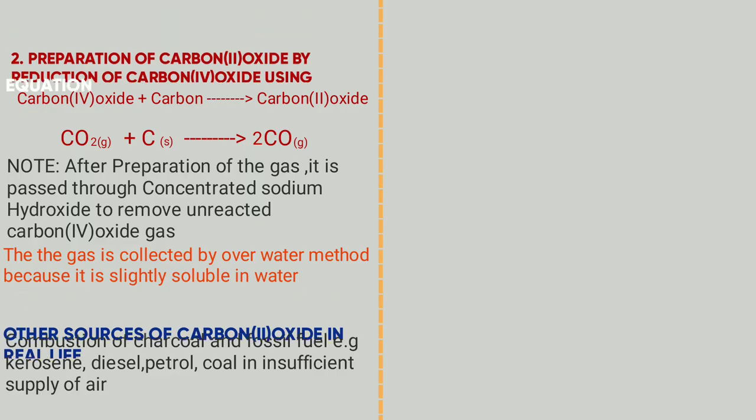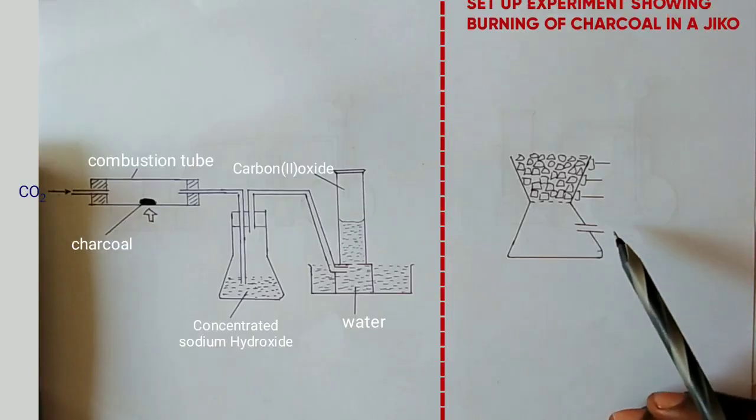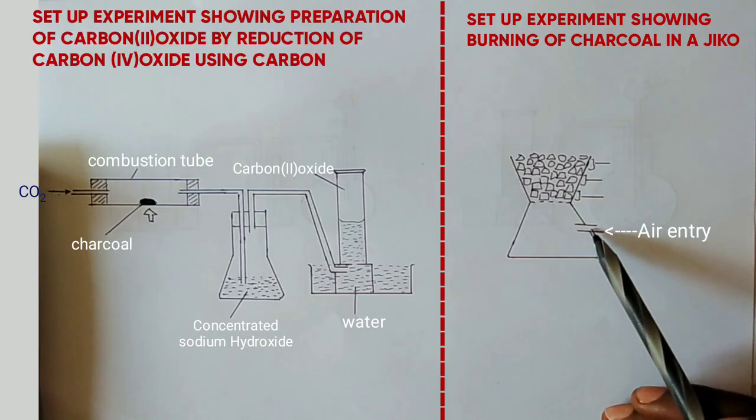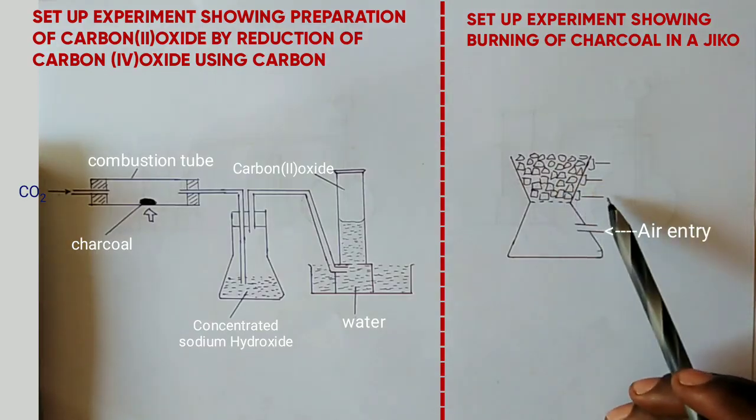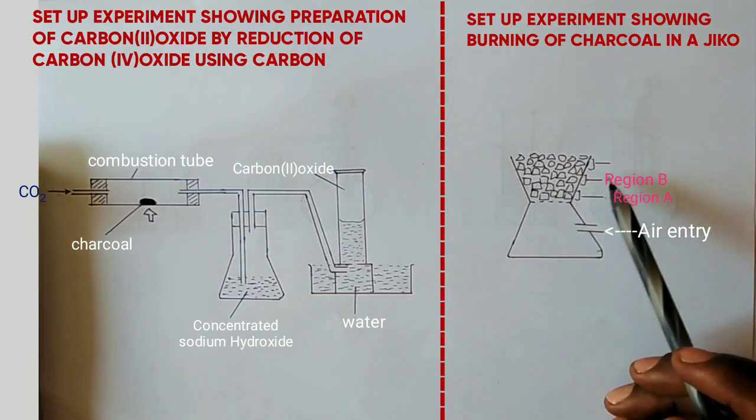The diagram below shows preparation of carbon-2 oxide by reduction of carbon-4 oxide using carbon. The air enters through this section here. So the reactions in this will occur in three sections. You have region A, region B, region C.